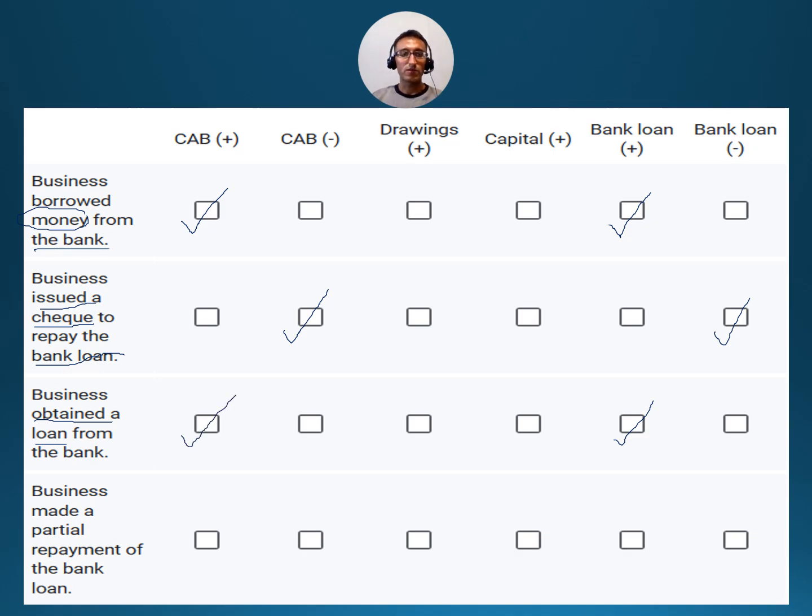Next transaction, business made a partial repayment of the bank loan, which means that the business is paying the bank whatever they have owed, not fully but partially. That means a little bit of it, which means that the business will now owe the bank lesser. Normally this payment is made from the business bank account, which also means that the cash at bank account will decrease. So cash at bank also goes down.